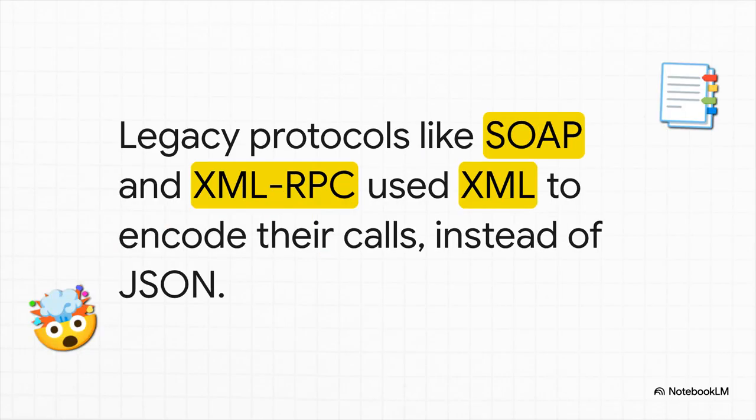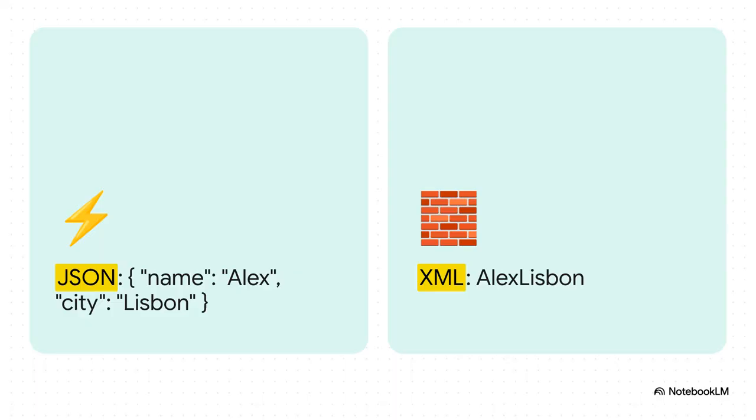And instead of that lightweight JSON we were just talking about, these legacy systems used a language called XML, which stands for Extensible Markup Language. And the key word to remember there is verbose. It just required a lot more text to say the exact same thing. And I mean, look at this. The difference is just night and day. On the left, you've got JSON.